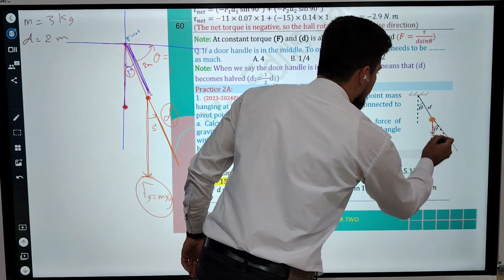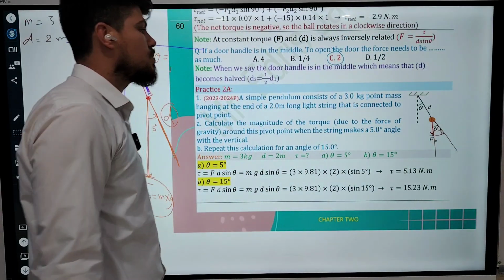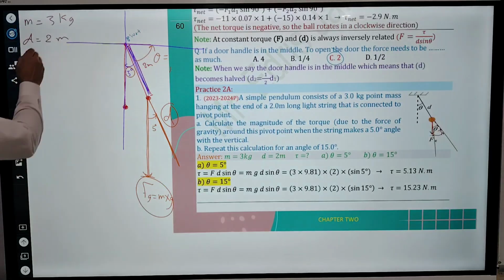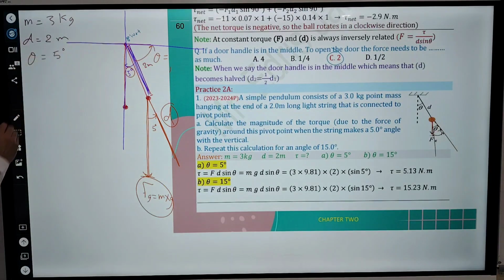The distance and the force. So that is why you are not necessary to convert this angle. Okay, now how can you calculate with theta 5-degree?